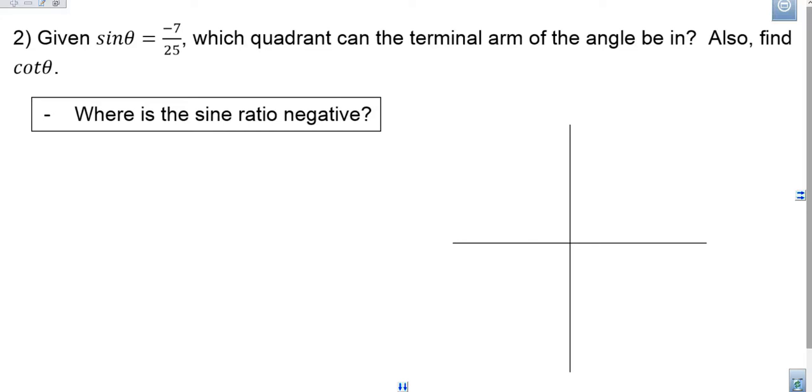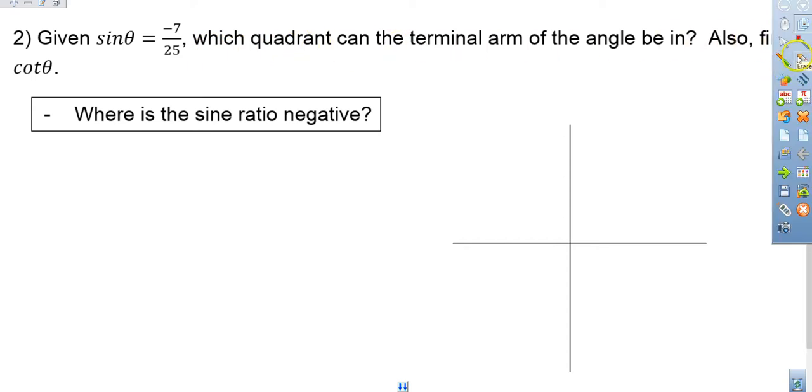Alright, in this video we will be continuing our discussion on trig ratios of any angle. So in the last video and in the last lesson we saw that different trig ratios are positive or negative depending on which quadrant we are in. So the problem that we're faced with here is we're told that sine of theta is equal to -7/25. We want to figure out which quadrant can the terminal arm be in.